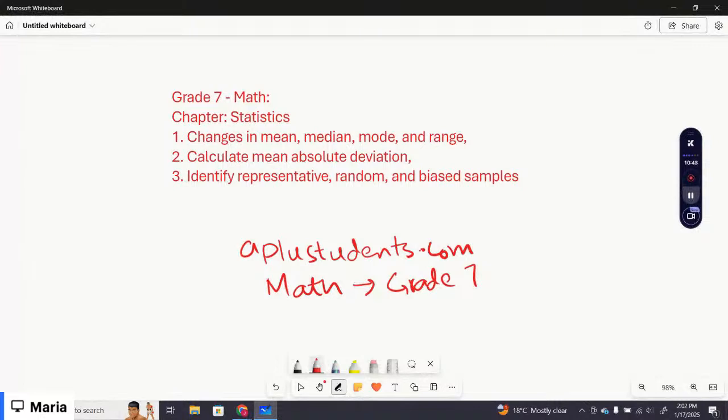We're going to start with the chapter statistics. The lessons we're going to cover today are changes in mean, median, mode, and range. Calculate mean absolute deviation. Identify representative, random and biased samples. So please make sure you have your notebook and pencil so that you can note down the important examples and definitions as well.